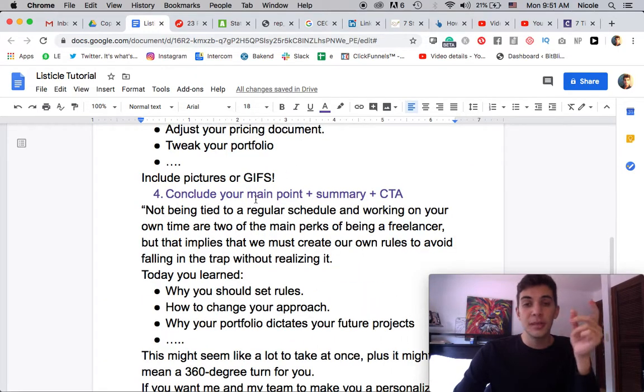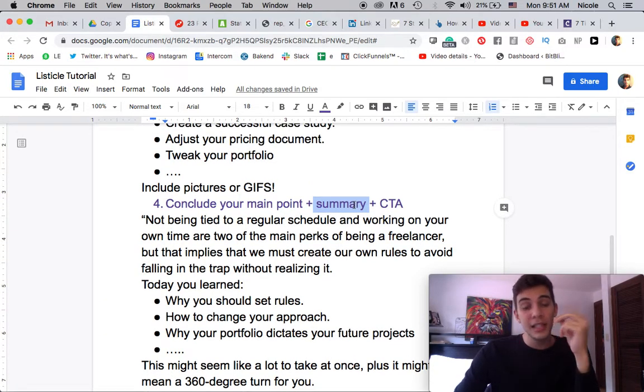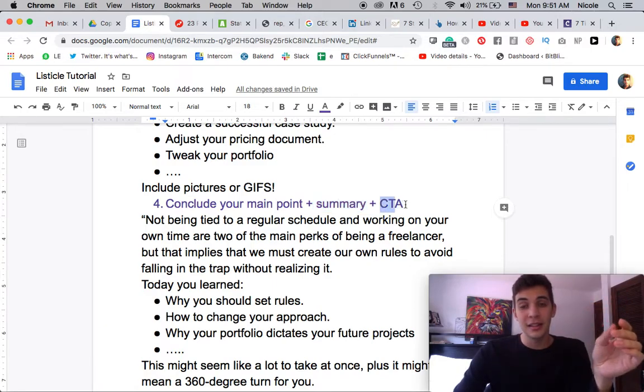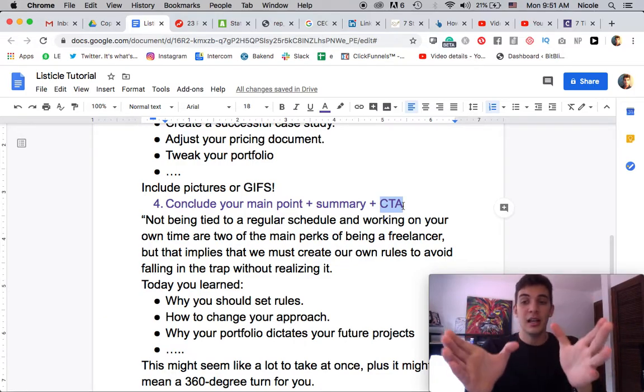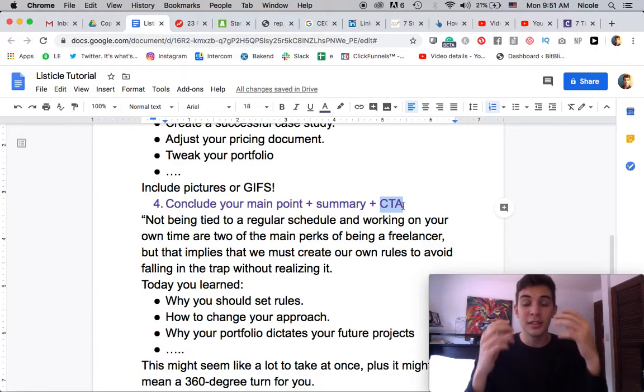Okay, conclude your main point, plus make a summary. That's really powerful because even though lists are really easy to read, there are a lot of people who are going to skim to the end, and this way you make sure that you get your message out. The main purpose, guys, is to give one message, one thing that you want to teach people, that you want them to learn and apply. So make a summary of exactly what they should learn, plus the call to action.